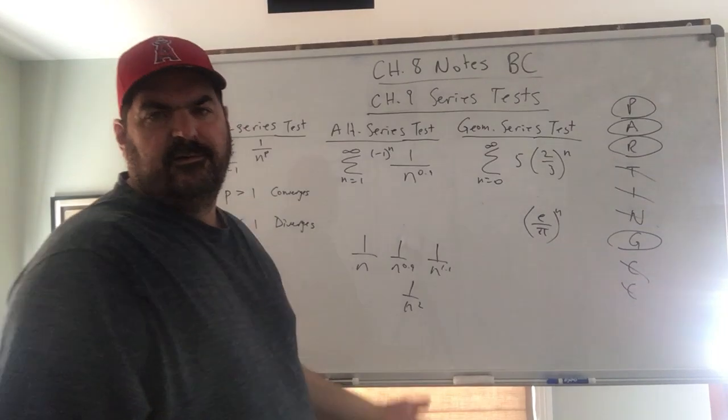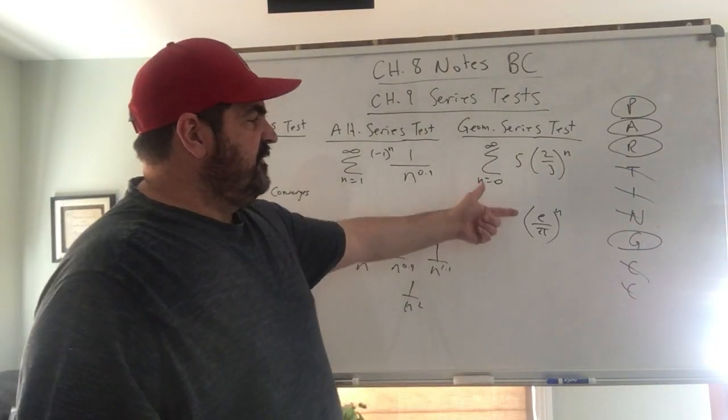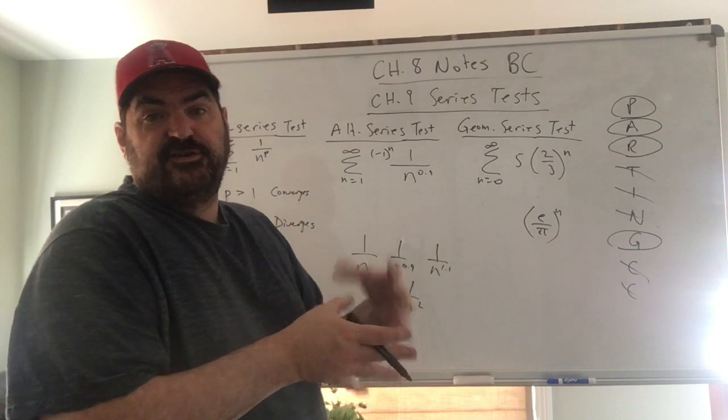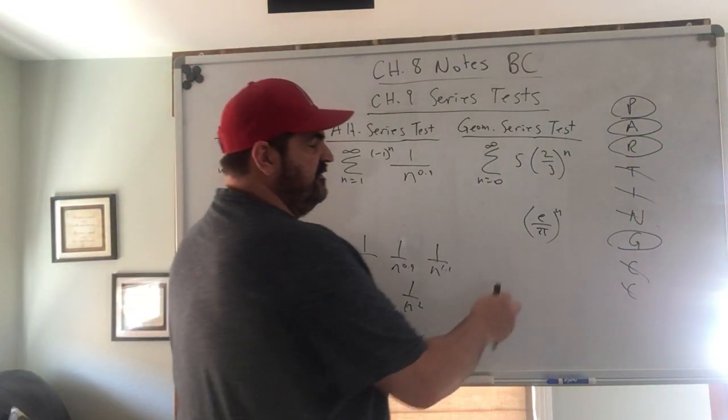Something like that, or a trig function. So for example, e is 2.728, pi is 3.14. So we have a fraction less than 1. So this is a convergent series.